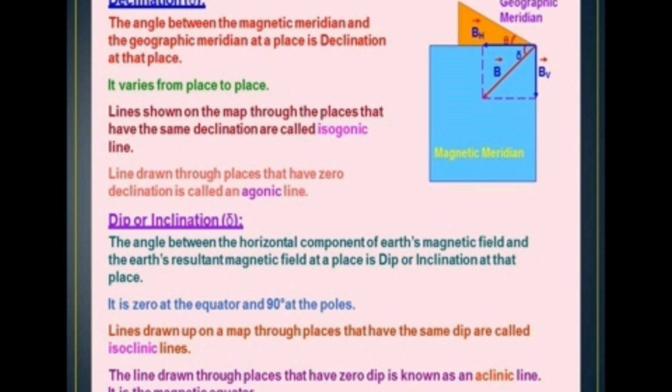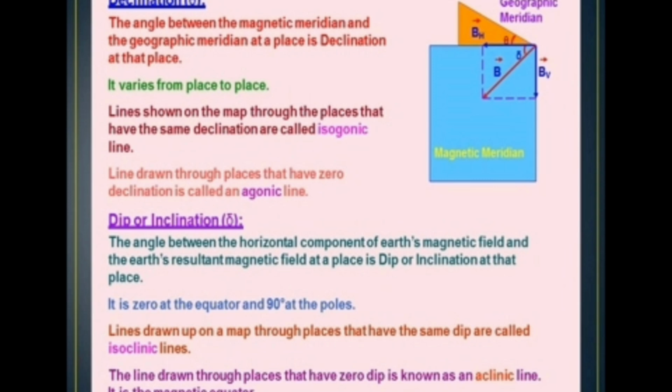Okay. Next one, dip or inclination, which is denoted by delta. The angle between the horizontal component of the earth's magnetic field and the earth's resultant magnetic field at a place is the dip or inclination at that place. So the gap, the angle between those two, is what we call the dip. It is 0 at the equator and 90 at the poles. So in the equator region it becomes 0, but in a pole region it is 90 degrees.